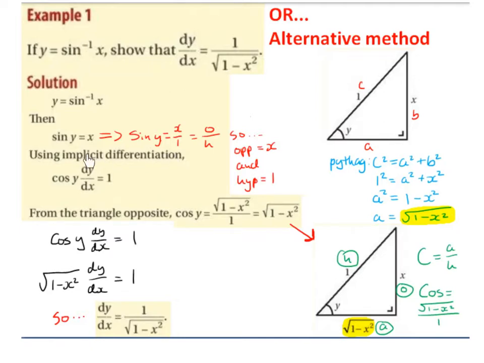So we used implicit differentiation to say that cos y dy/dx is equal to 1, so I've just written it again down here. So we're swapping the cos y for root 1 minus x squared, because we worked that out over here. So we have root 1 minus x squared dy/dx equals 1. So solving for dy/dx, we get 1 over root 1 minus x squared, which is what we worked out already. So you can use this method or the method in the previous slide to show that dy/dx is equal to 1 over root 1 minus x squared.